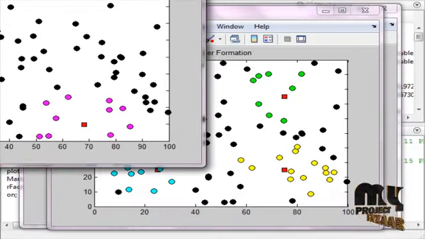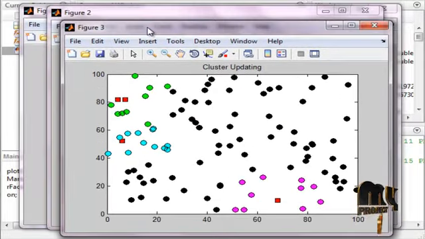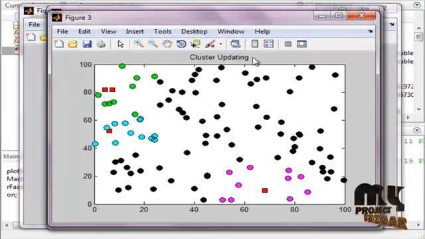And the third graph is the cluster updating. In this cluster updating, the nodes are updated according to our flow diagram. The black, blue, pink, all the colors are updated. So this figure shows the cluster updating.